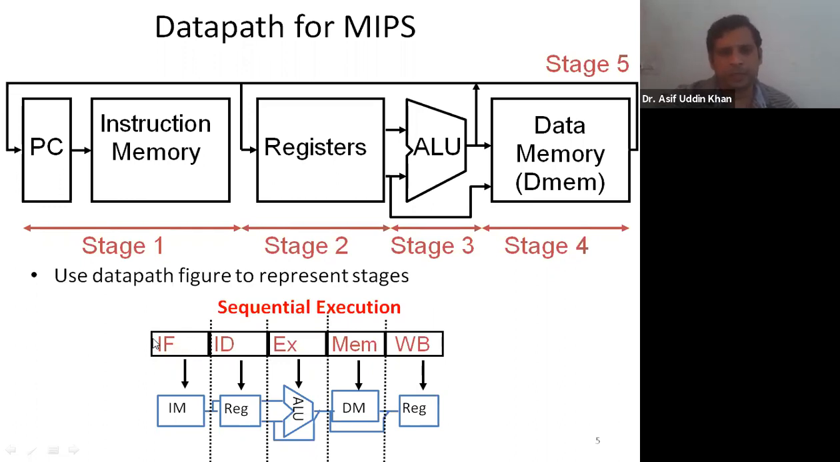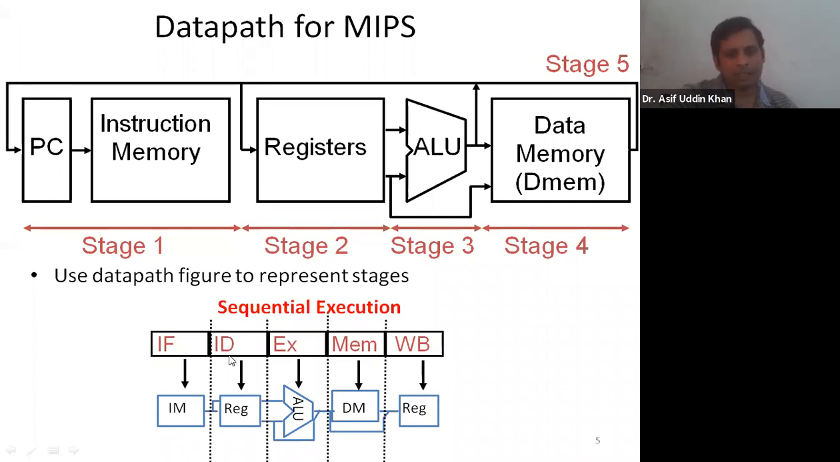Each of these stages uses one clock cycle. So the IF stage uses one clock cycle, the ID stage uses one clock cycle, the EX stage uses one clock cycle, the MEM stage also uses one clock cycle, and the WB stage also uses one clock cycle. Different hardware components are used in each of these stages. In the IF stage, the instruction memory is used. In the IF stage, we read the instruction from the memory because the instruction is fetched from the memory. The memory from where the instruction is fetched is the instruction memory. That's why instruction memory is used here. IM stands for instruction memory.